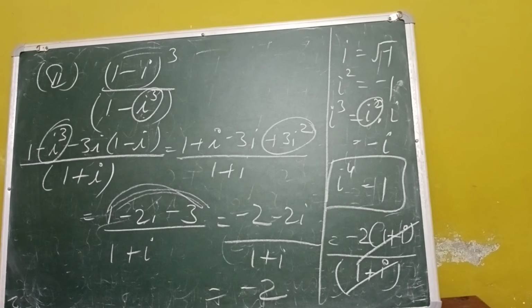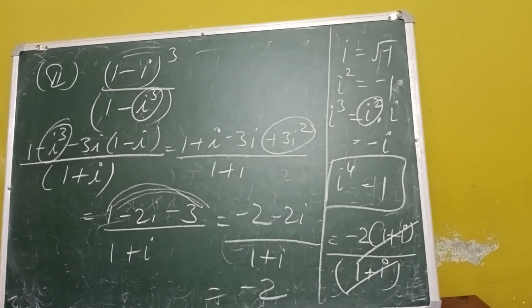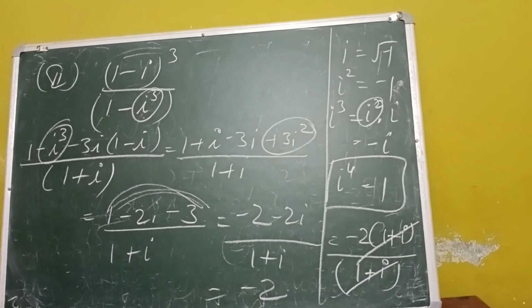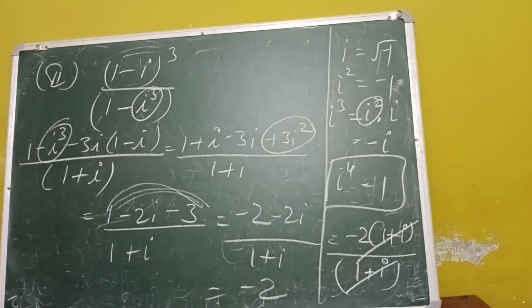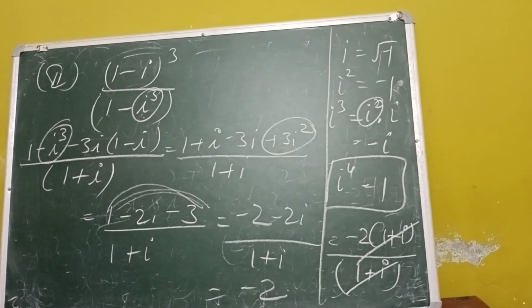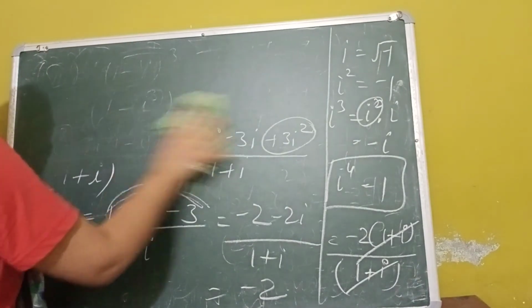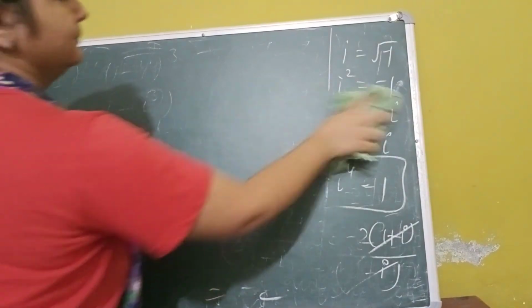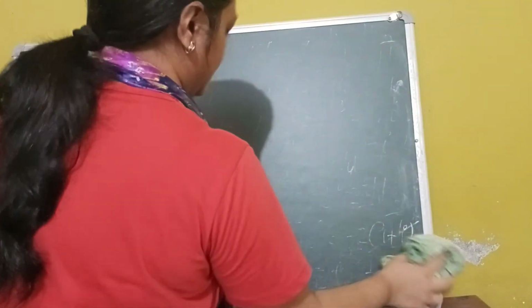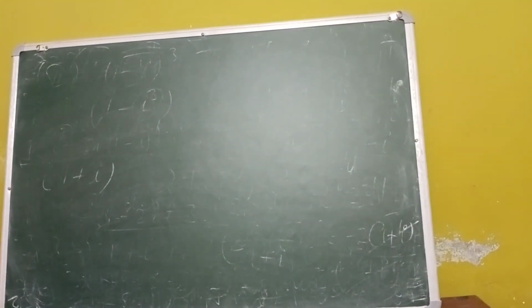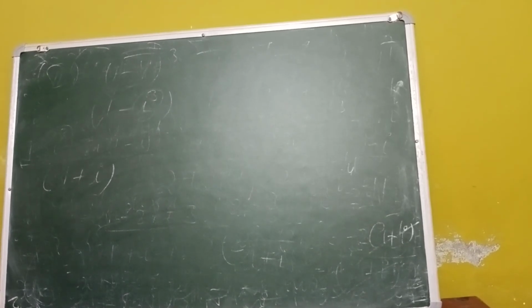Next question I am taking from question number 12. What is given in question number 12? Perform the indicated operations and give your answer in the form of x plus yi. Simply we have to solve it, and if we want we can use i square is equal to minus 1. So here I am taking the last part of this. Yes, fifth part I am taking.